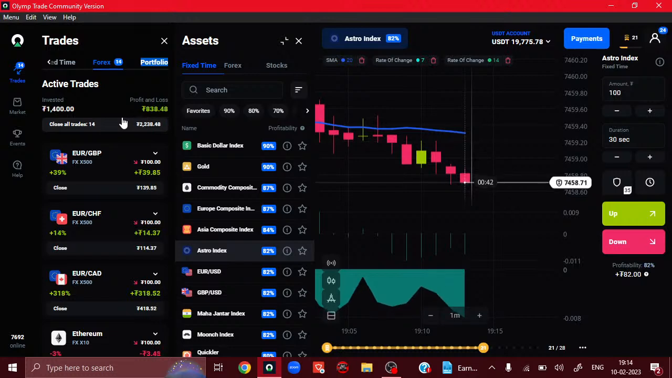Also try to use the USDT method for deposits and withdrawals, as it is the fastest method.